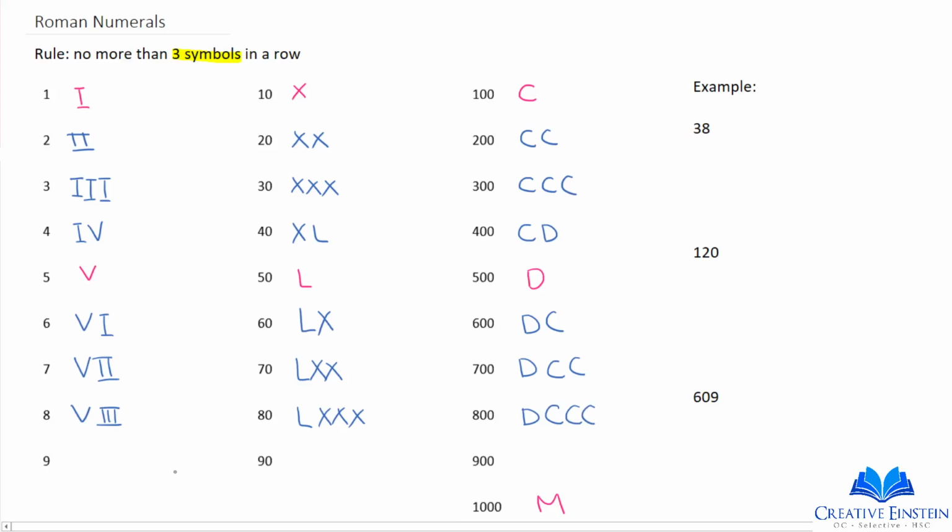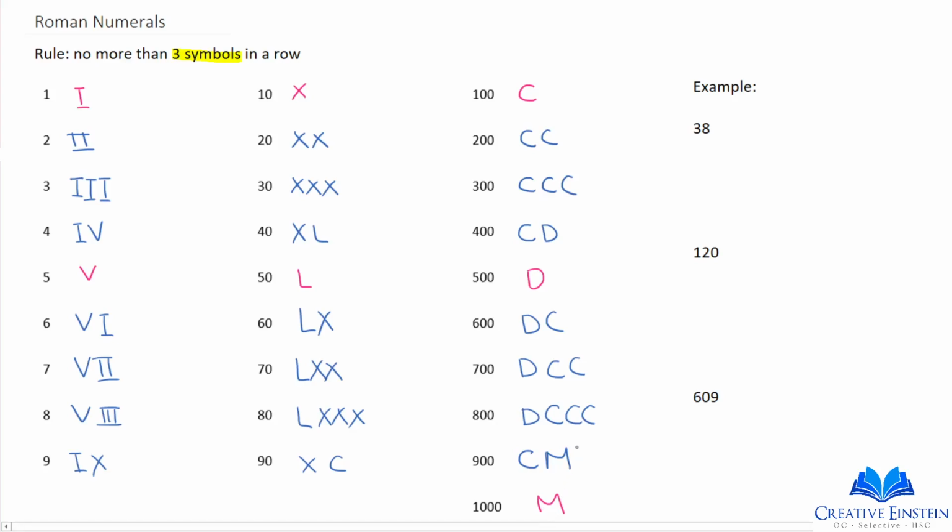Now the 9 gets tricky because remember we can only have 3 symbols in a row. So we can't have 4, which means 9 is going to be 1 less than 10. So we write 1 and 10, IX. Similarly, 90 is 10 less than 100. So XC. And 900 is 100 less than 1000. So it would be CM.